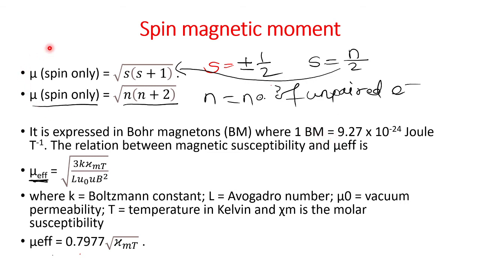So this is the formula of the magnetic moment, √(n(n+2)). It is the calculated one, and if we find out the magnetic moment experimentally, we use this formula: μ effective is equal to 0.7977 √(χm × T).